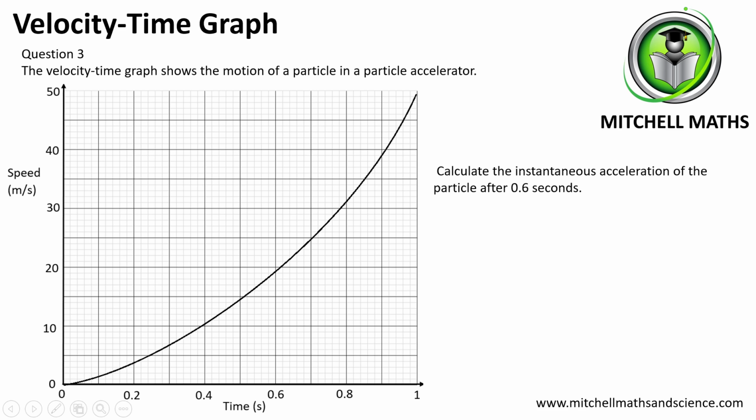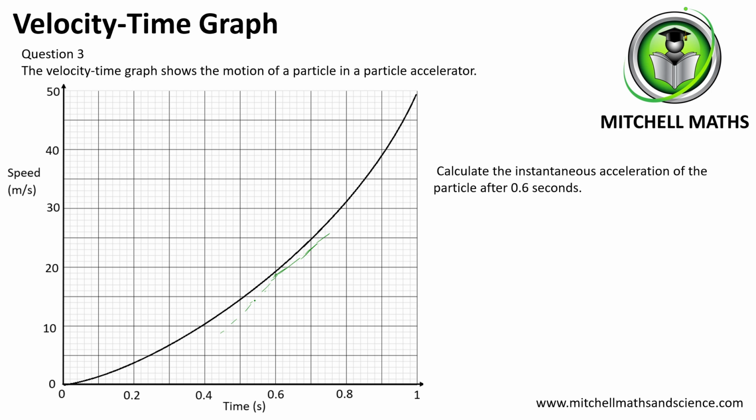And in order to calculate the gradient at that specific point in time, what we can do is draw a tangent. And in order to draw a tangent, you need to line your ruler up with the line at 0.6 and draw a straight line which just touches at 0.6 and is at the same gradient. So we'd look here, you'd line up your ruler and you'd draw a straight line and it would just touch the line.